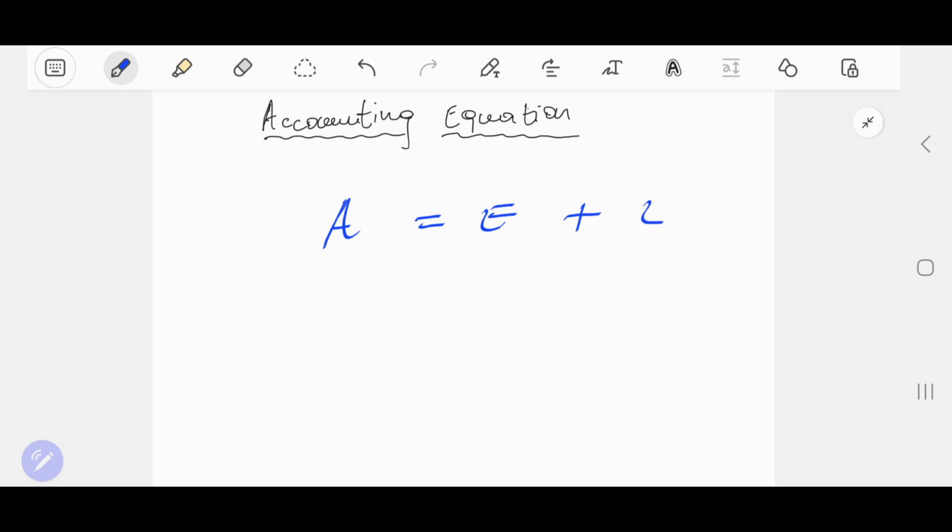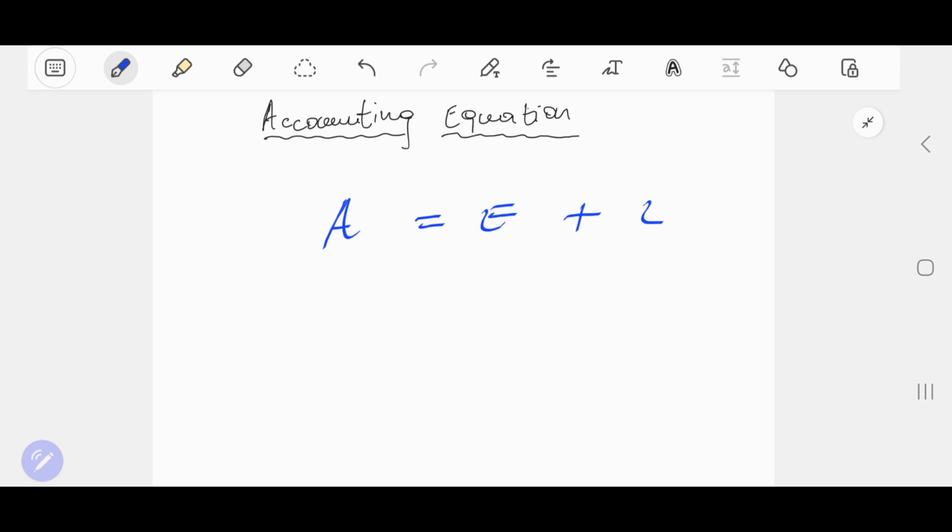Today we are going to be looking at the accounting equation, but the emphasis of this video is going to be on the application of the accounting equation, because previously we've had, I think, 2 or 3 videos that go into detail in terms of how to look at the accounting equation and how to use an accounting equation to analyze and record transactions.